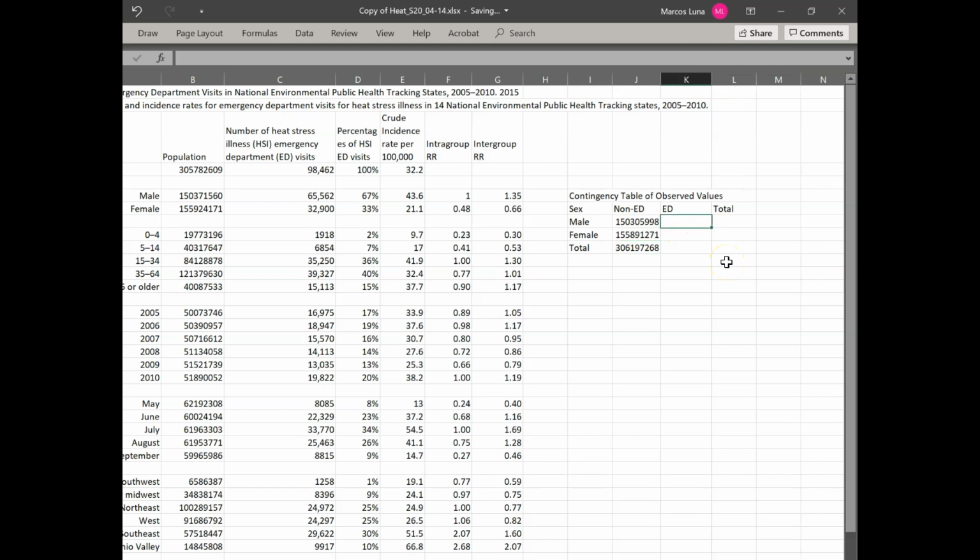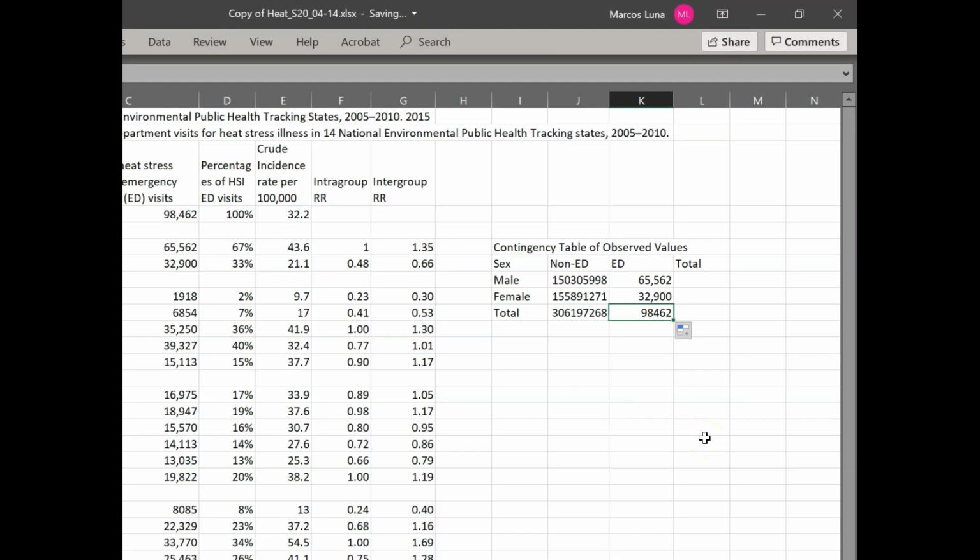Okay, this part's easy. The number of males who ended up in the emergency department, well, that's what we have here, so we can just copy over those values. Same thing with the females. We copy over those. And again, we sum those values. So that number represents the total number of people, male and female, who ended up in the emergency department.